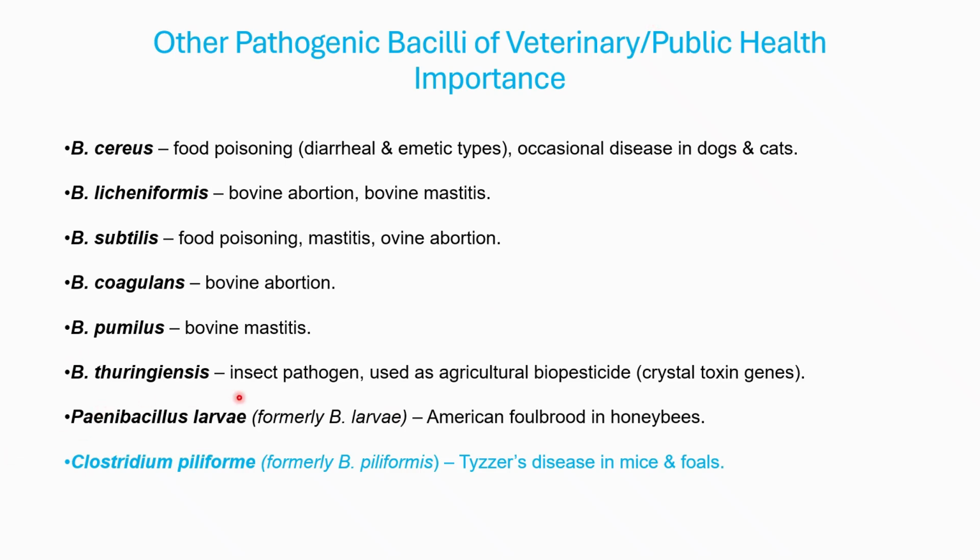Bacillus thuringiensis is an insect pathogen, widely used as a biopesticide due to its crystal toxin genes. Other related pathogens include Paenibacillus larvae, the cause of American foulbrood in honeybees, and Clostridium piliforme, formerly known as Bacillus piliformis, which is responsible for Tyzzer's disease in mice and foals.